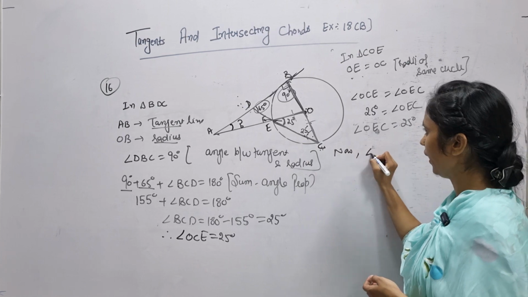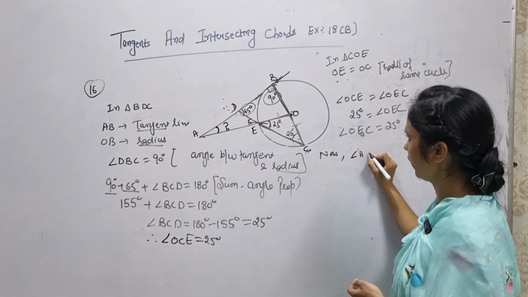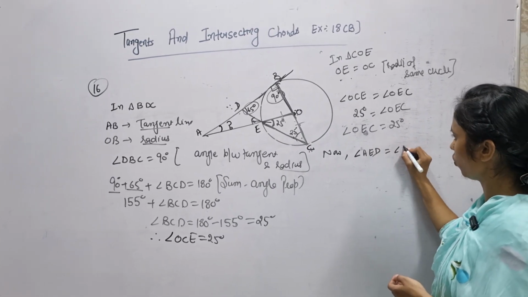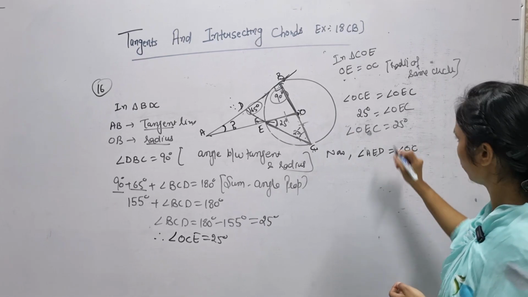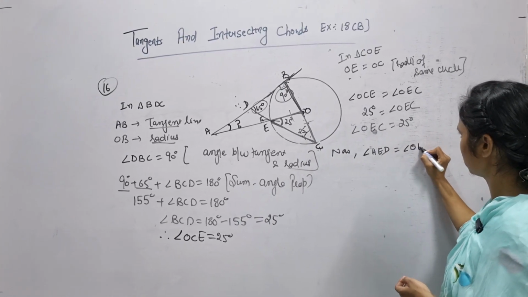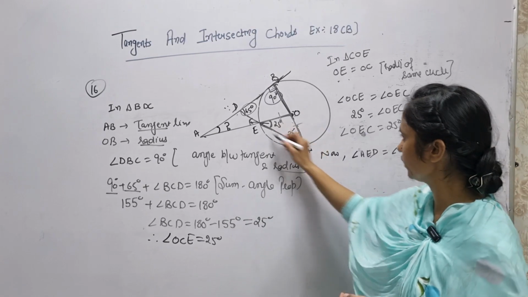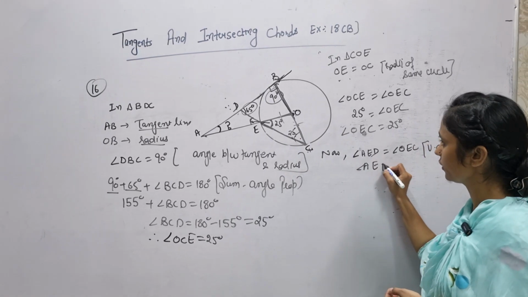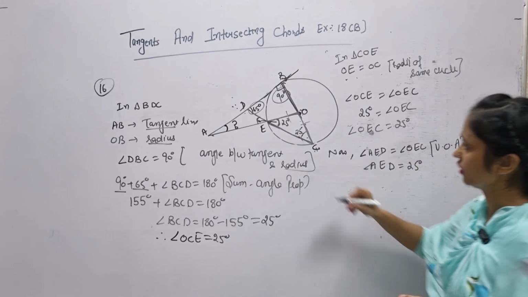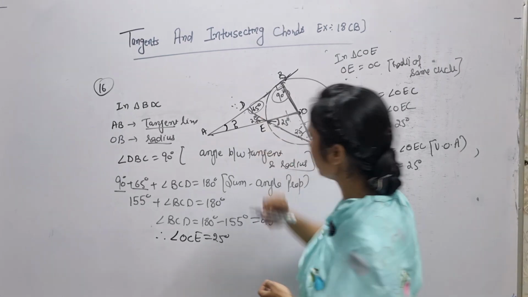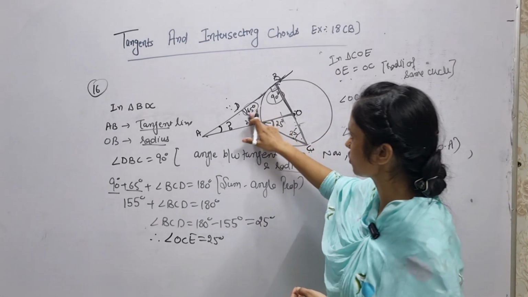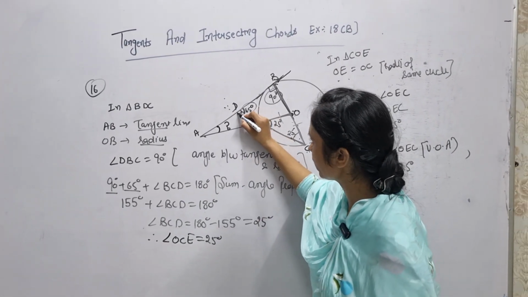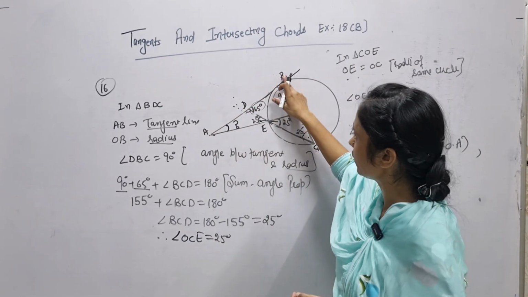These two are vertically opposite angles. Now angle AED will be equal to angle OEC. Vertically opposite angles, so angle AED is equal to 25 degrees, meaning this angle is 25 degrees. Now see, 65 degrees is given here. So we can use the linear pair property because ADB is a straight line.